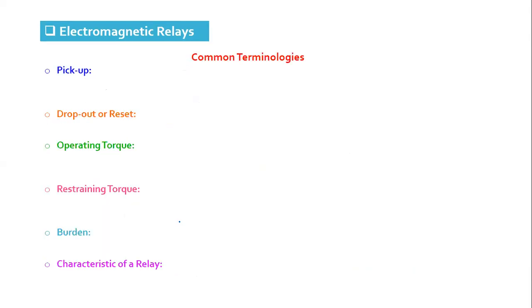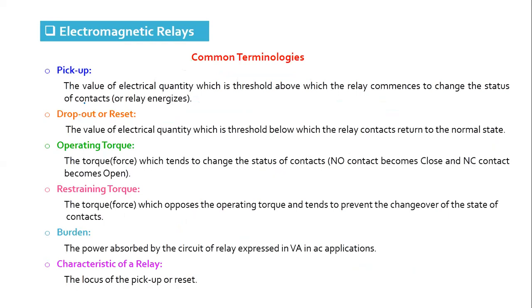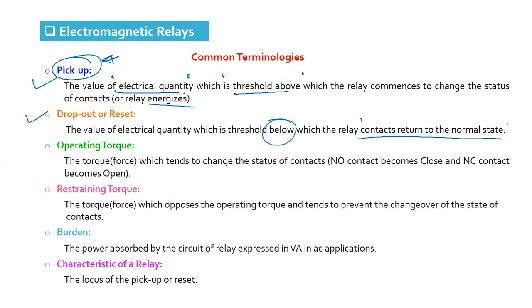Then these are the terminologies that are used in the relay. Pickup is the electrical quantity which is the threshold above which the relay starts its operation. Means if the current or voltage or any electrical quantity is more than the set value, the relay will start its operation. The relay will energize. That is what is called the pickup. Dropout is the quantity which is the threshold below which the relay will return to its normal state. So this is about the energization, and this is about the de-energization.